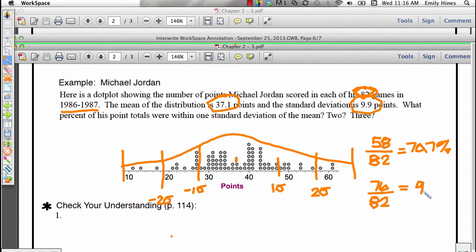So it's about a 92.7. And then if I go from 3 standard deviations down to 3 standard deviations above, this time I get all 82 out of 82, which is 100%.